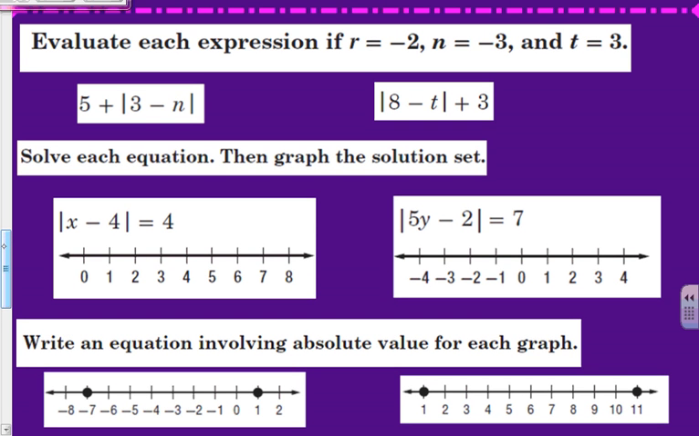I want you to complete these problems. We'll make this be number 1, this be number 2. These are 3 and 4. And then we'll come down here for 5 and 6. So 6 problems.